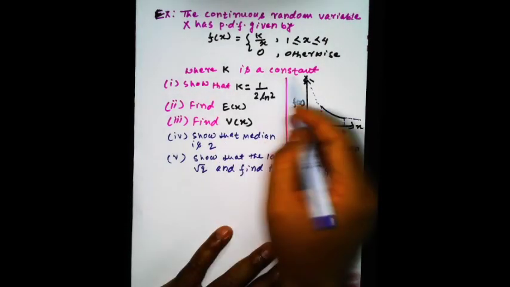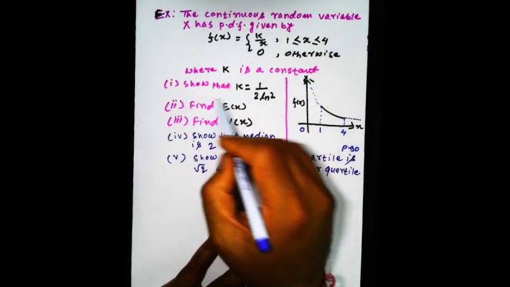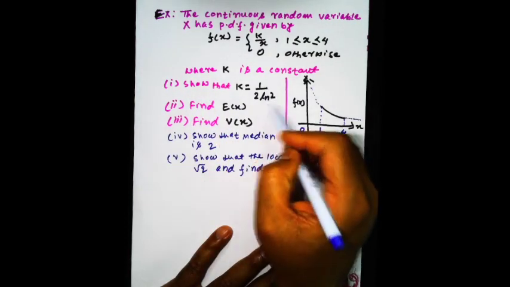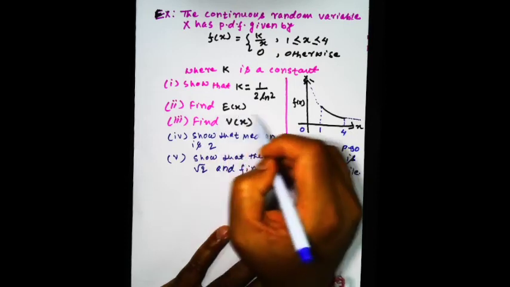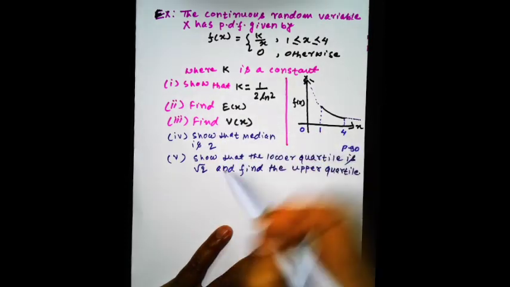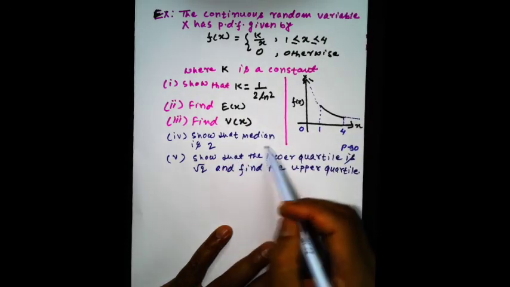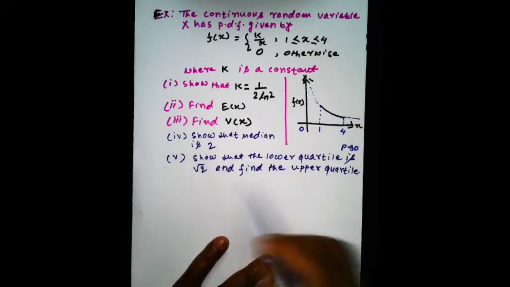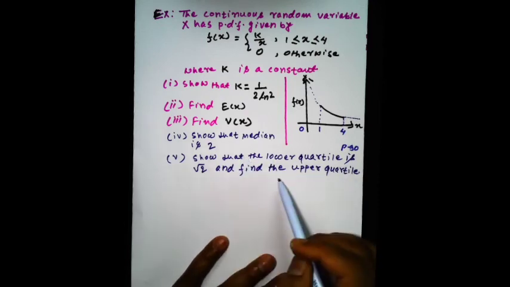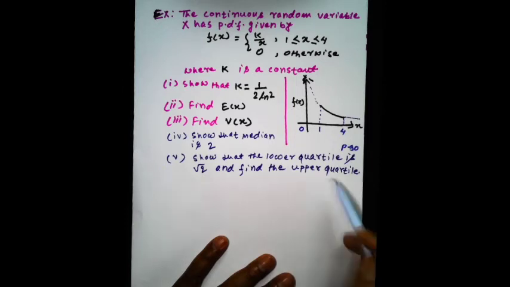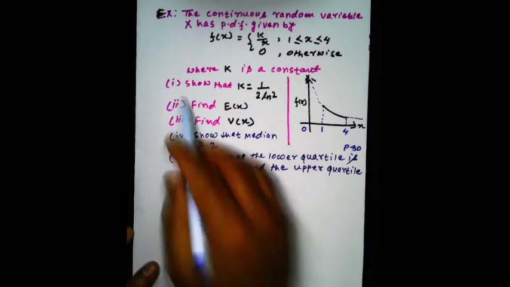And where k is a constant, you have to show that k equals 1 by 2 ln 2, and then you have to find the expectation of x, then the variance. After that, we have to show that the median is 2, and also you have to show that the lower quartile is root 2, and you have to also find the upper quartile, that is q3. So let's start with question number 1.